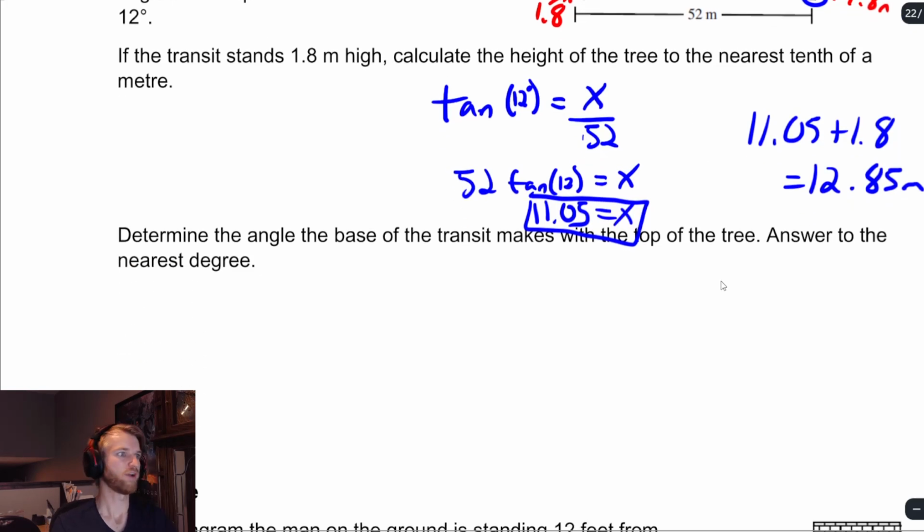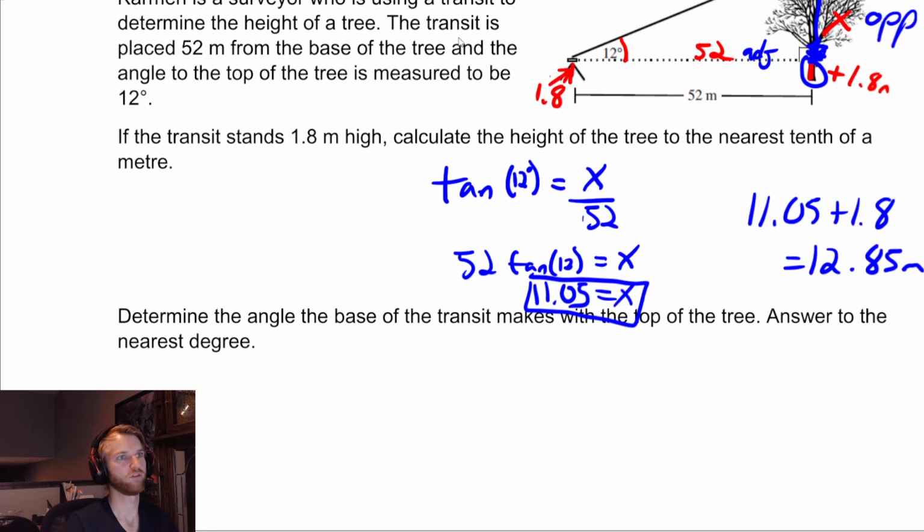Now, the final part says determine the angle the base of the transit makes with the top of the tree. Answer to the nearest degree. So now it says not the angle from the top of the transit, but from the base, so down here. What's the angle that that makes with the top of the tree?